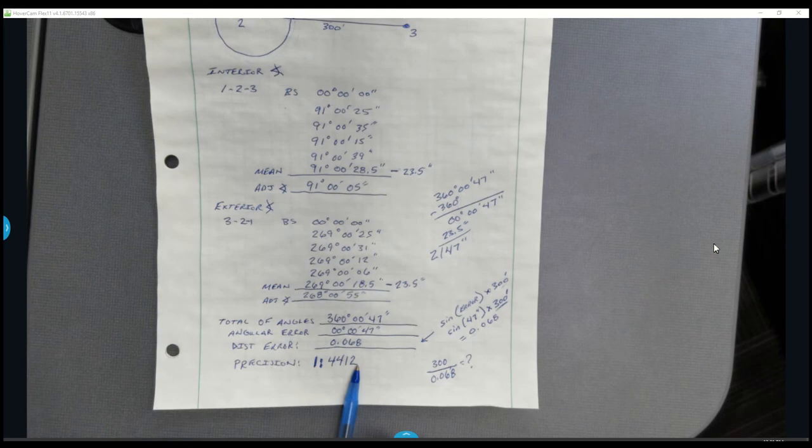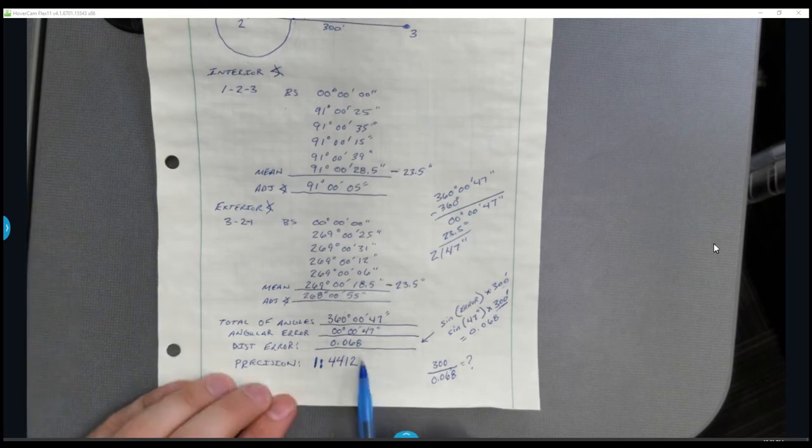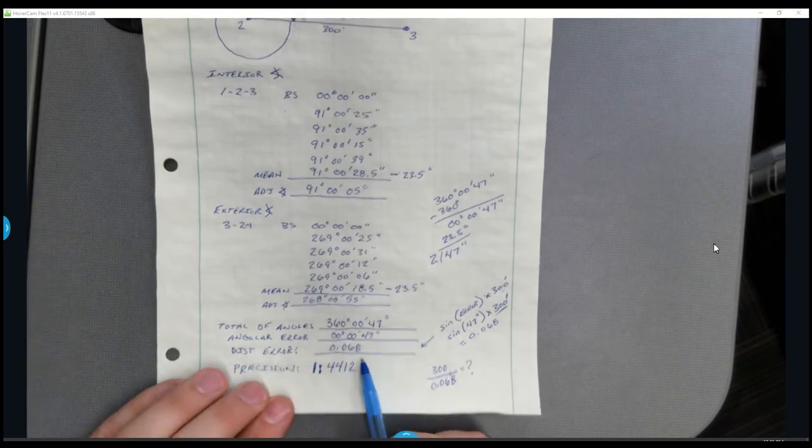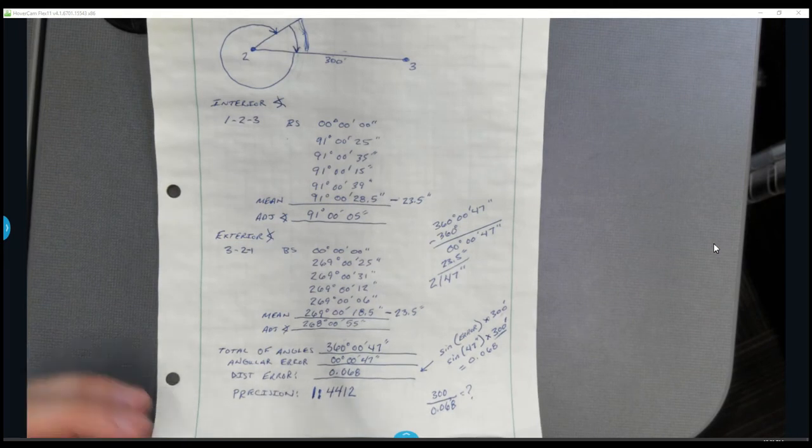So this could be you're off 1 inch in 4,412 inches, 1 foot in 4,412 feet, 1 mile in 4,412 miles. It's unitless and it can be used or displayed any way. Okay, so we don't ever put a unit on here. It's not feet, it's not anything, it's a ratio. Okay, so that's how precision is displayed in surveying.